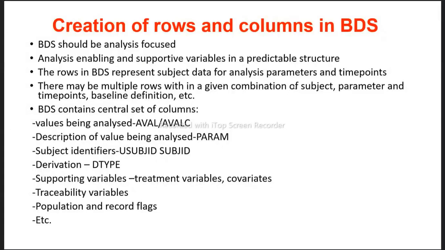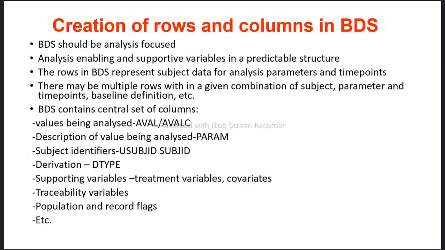If any data set is a BDS data set, it is going to have the following variables. The first one is the value being analyzed, and that information we are going to have in variables called AVAL and AVALC. I told you AVAL is nothing but LBSTRESN in a findings data set. But if you have a character test result, that information we are going to have in AVALC, which is nothing but LBSTRESC. And then we are going to have a parameter variable.